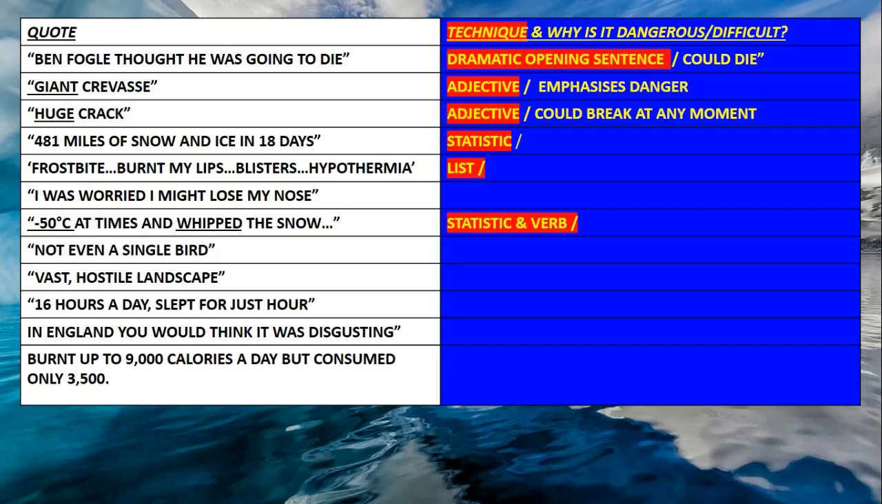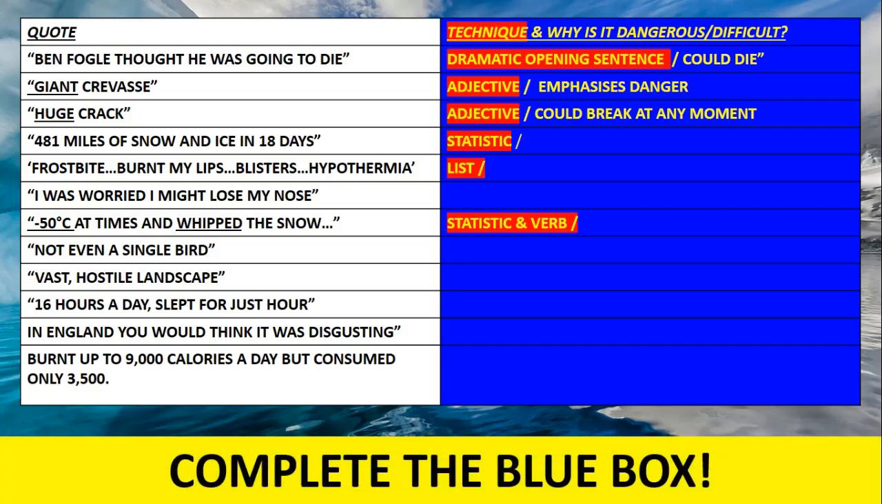Giant crevasse, what gives it away, underline giant. What is giant? Well, it's an adjective. Why has it been used? It emphasises danger. Huge crack, again, huge is an adjective. Why is it dangerous? Well, it shows that the ice could crack at any moment. And all the other ones, try to do a technique, and try to do why is it dangerous. So pause the video now.